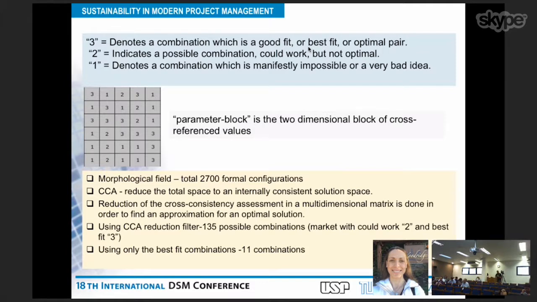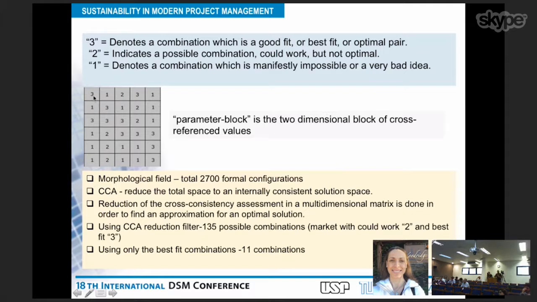So the idea is that in total, we have 2,700 formal configurations, but the idea is how we can reduce these combinations, how we can reduce this matrix, in order to be the reduced set of this policy should be a subject in the contact with the stakeholders to discuss further for their implementations.